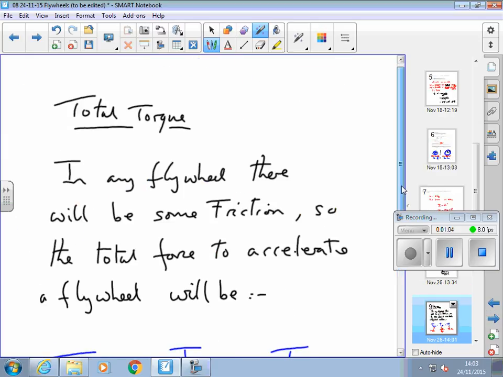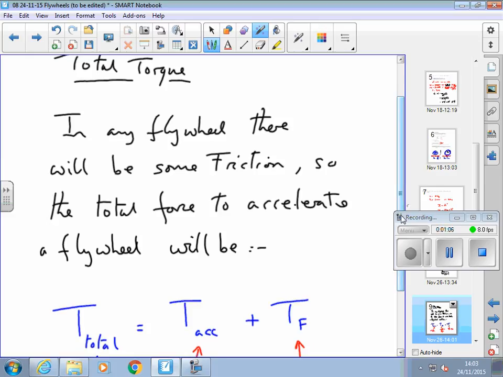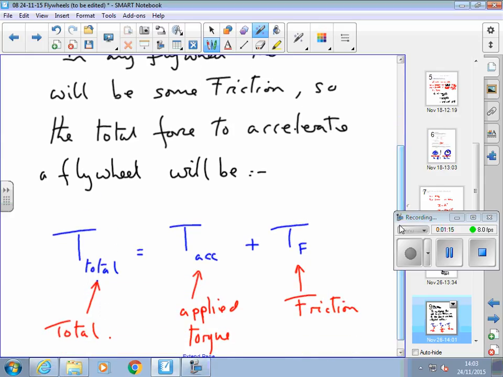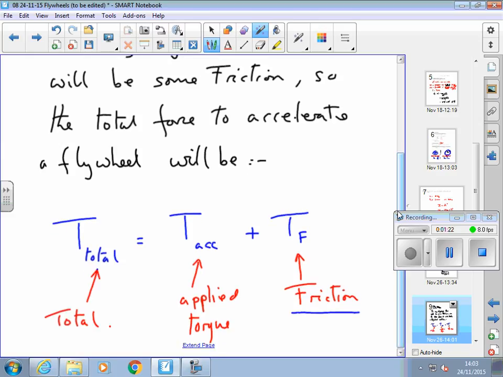And another formula that's well worth considering is this, and it will come into problems. In any flywheel, there's going to be some friction. So we have to take into account the torque required to overcome the friction, so the friction torque, and the applied torque that we're applying to this flywheel to get it to accelerate. This is the applied torque here. So the total torque is the addition of the applied torque and the friction torque. Quite a straightforward formula, but it needs to be remembered.